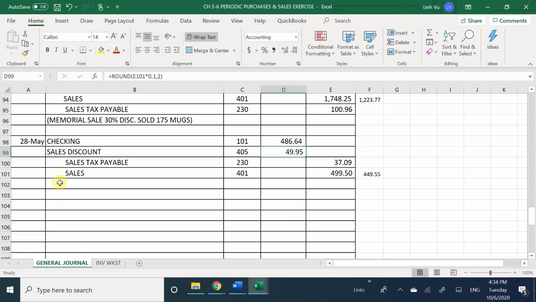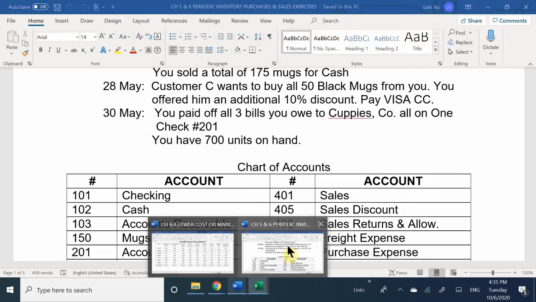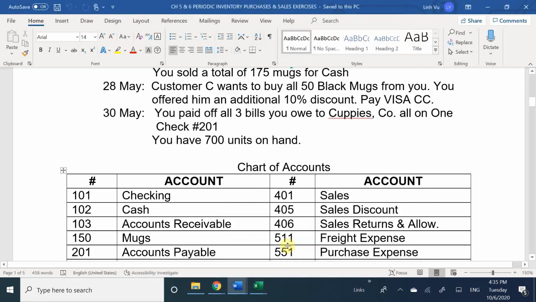Okay, so good. I'm going to write here in my description that I sold 50 black mugs to customer C for a 10% discount. Good. All right. And he paid with a Visa credit card, which we know should go directly straight to your bank. Okay. Now, what else has happened on the 28th of May? Nothing else happened. So we finally reached May 30th.